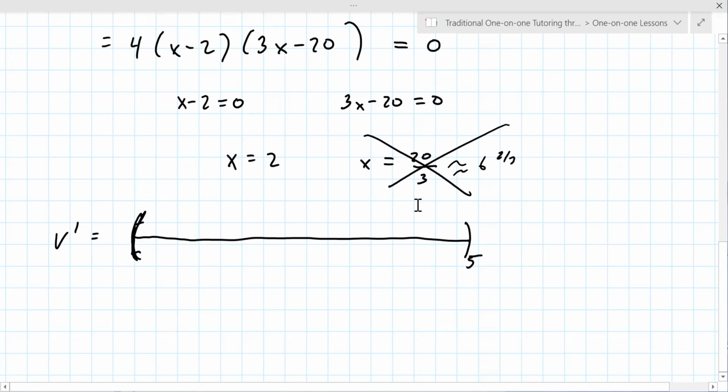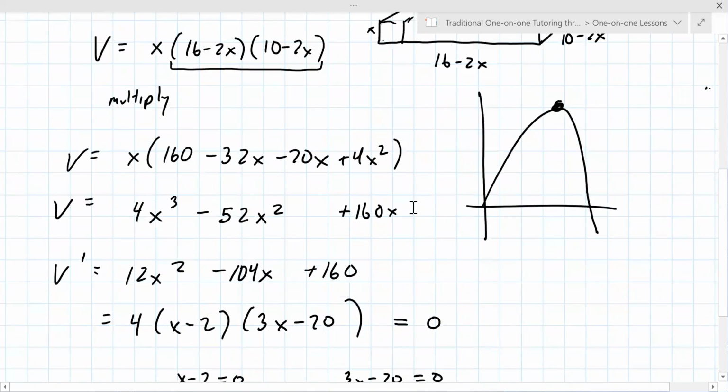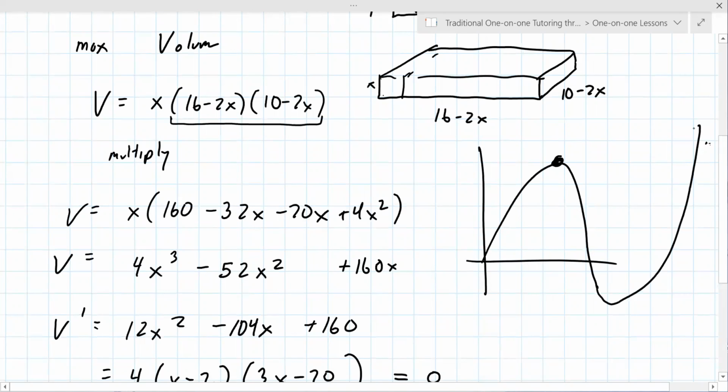Let me go back to the graph and explain why again. So the graph actually looks like this. That's 2, and that's the 20/3. Do you agree it's a critical point? Yeah. It's just outside of the domain.